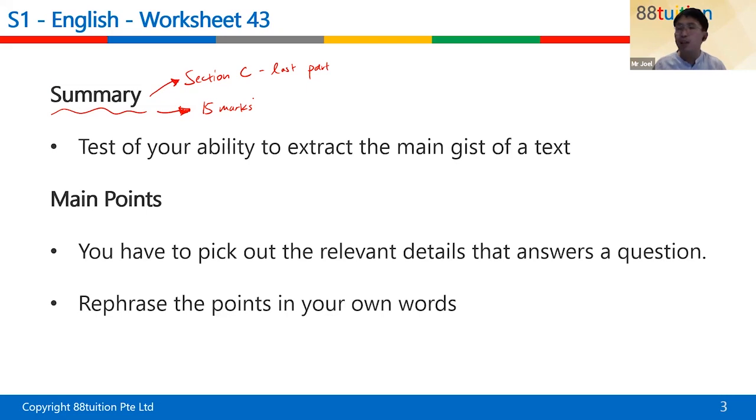So no matter what kind of situation you find yourself in, summary writing is a very important skill. It can range from reporting something to a police officer, all the way to project work, all the way to presenting a PowerPoint presentation to your boss in the future. All of those things require summary skills. So it tests your ability to extract the main gist of a text. What's a gist? Gist means the main meaning of a text.